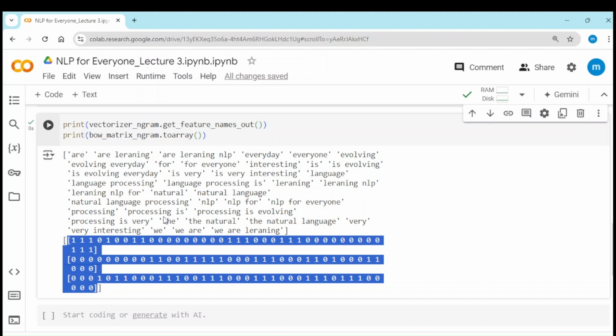Definitely we will cover the advanced technique, word embedding, in another lecture, but I hope you understood the basic ones very well. We have covered the bag of words, count vectorizer, TF-IDF, and the n-gram.